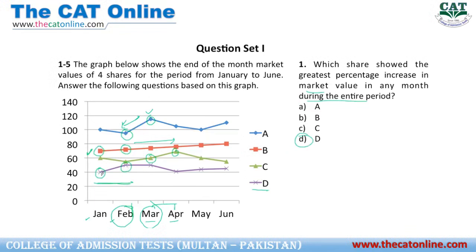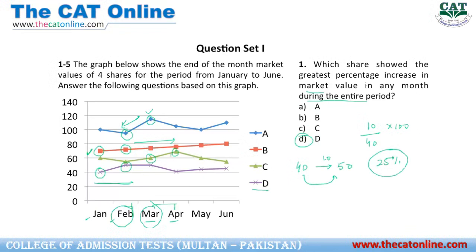I'll calculate for D. So for D, the increase is of 10 in the first 2 months. So it goes from 40 to 50. So what is the growth rate? It is the growth divided by the initial value into 100. So this gives an increase of 25%, which is the highest for any product. You can check for any other value.